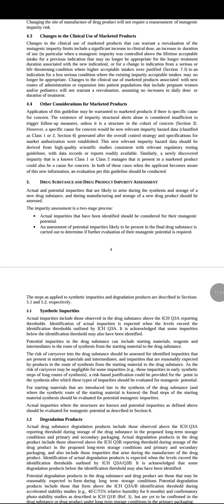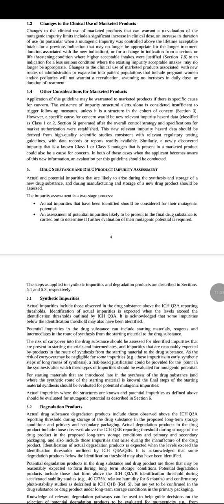Changes to the clinical use of marketed products. Changes to the clinical use of marketed products that can warrant re-evaluation of the mutagenic impurity limits include a significant increase in the clinical dose or an increase in the duration of use, in particular when mutagenic impurities are controlled above the lifetime acceptable intake. The previous acceptable intake may no longer be appropriate for the longer treatment duration associated with the new indication.